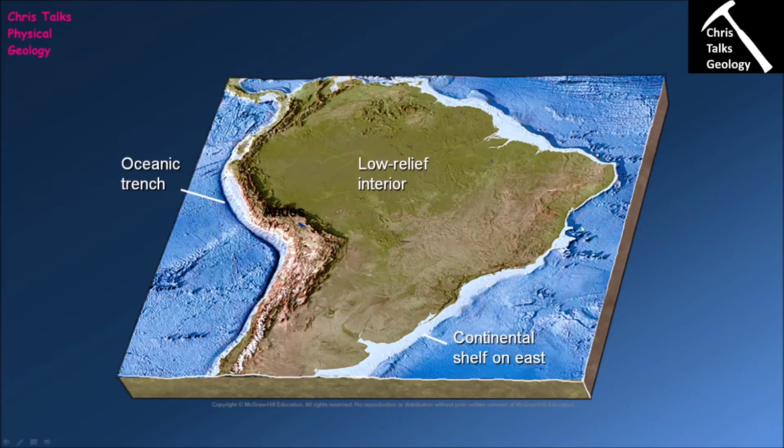In contrast, the eastern side of South America would be classified as a passive margin. Geologically speaking, it is quite a quiet environment. So we don't have mountain ranges being built, we don't have volcanic activity, we don't have earthquakes happening. The major process that's occurring along this passive margin is one of erosion and sediment deposition, and that's pretty much it. So you can see we have these two contrasting environments in South America, the active western margin and the passive eastern margin.